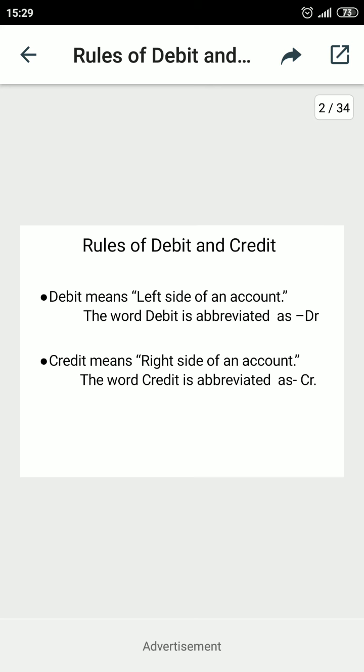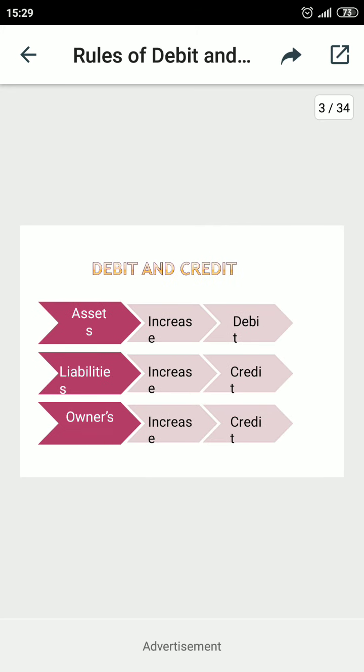Normally we generally use the words debit to mean what comes in and credit to mean what goes out. But here I am telling you, when an item is debited it will be placed on the left side of an account, and when the item is credited it will be placed on the right side of an account.